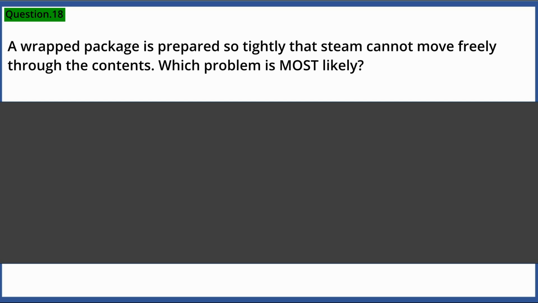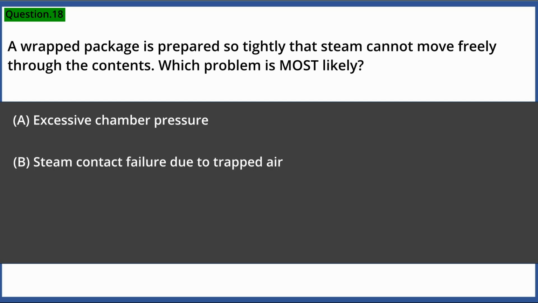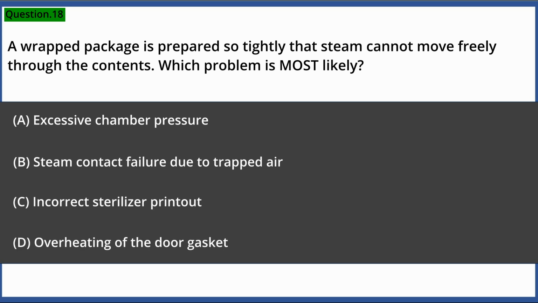A wrapped package is prepared so tightly that steam cannot move freely through the contents. Which problem is most likely? A. Excessive chamber pressure. B. Steam contact failure due to trapped air. C. Incorrect sterilizer printout. D. Overheating of the door gasket. Answer: B. Steam contact failure due to trapped air.